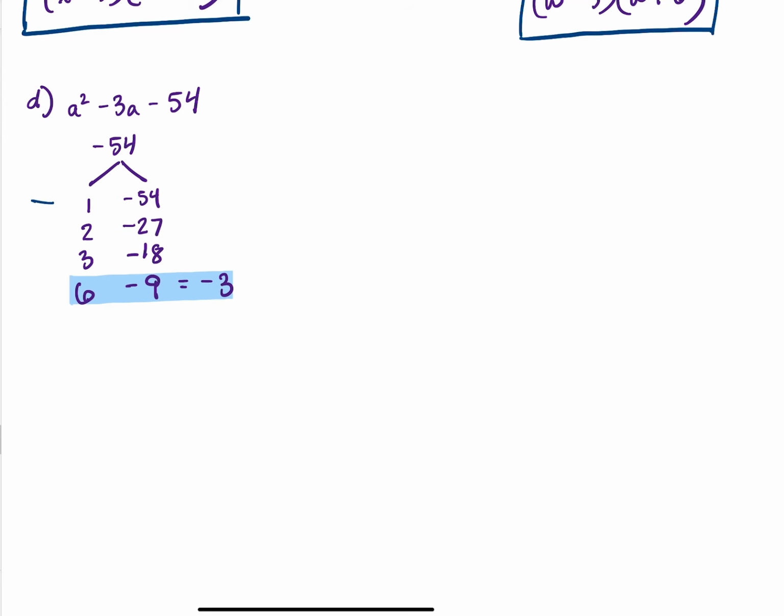So you can always go through and just try dividing this number by like 1, 2, 3, 4, 5, 6, until you get something that works out. And then as you do this more and more, you'll start to be able to guess a bit more accurately as you start to see maybe some repeated situations. So that means this will factor into a plus 6 times a minus 9.